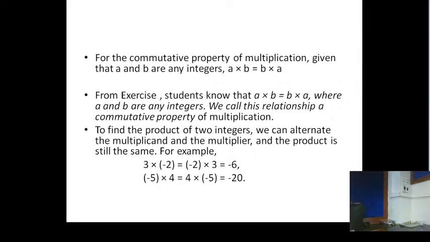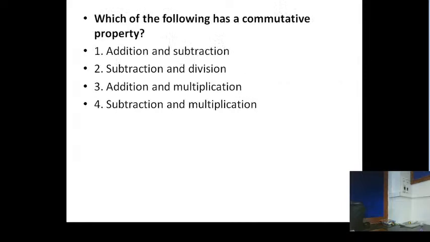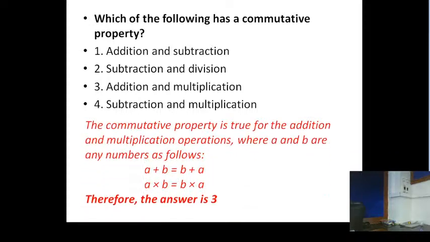Now we have this example we did in the last class. From this option we have also done it. We know which of the following has a commutative property, right? It is addition and multiplication. So this is the answer.